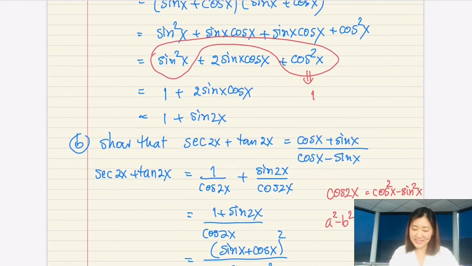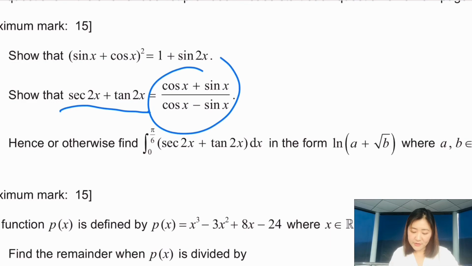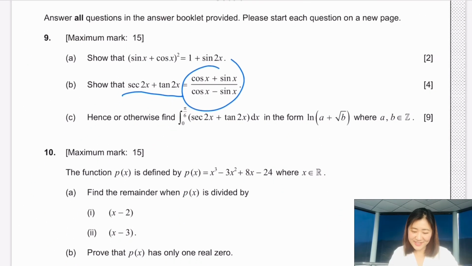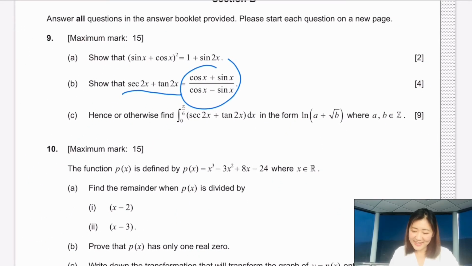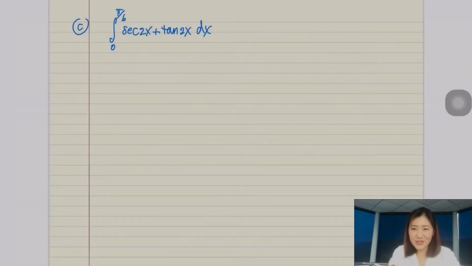Let's add more page for question C. Let me take a look. Oh, sorry, too big. Okay, we have to integrate this one and answer in this form, ln of something. All right, and I'm going to use hence.